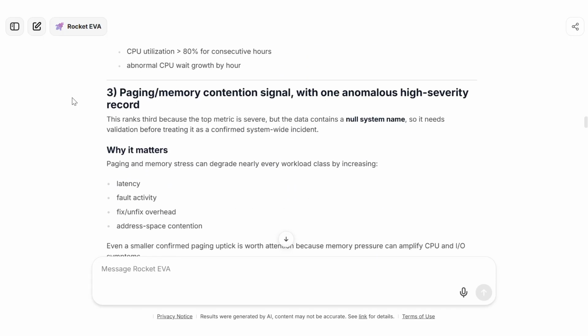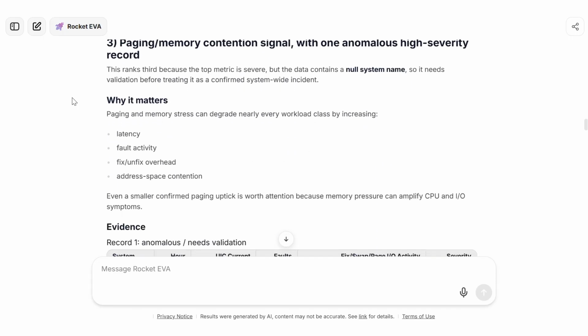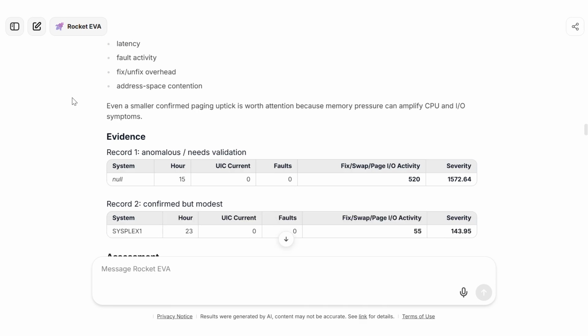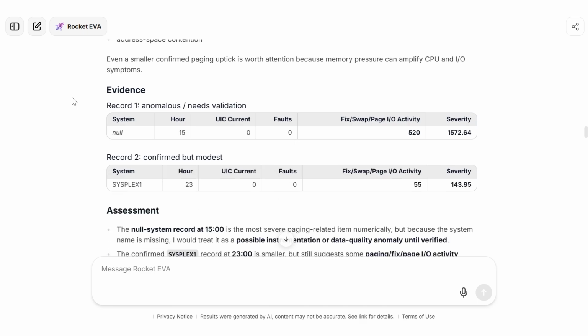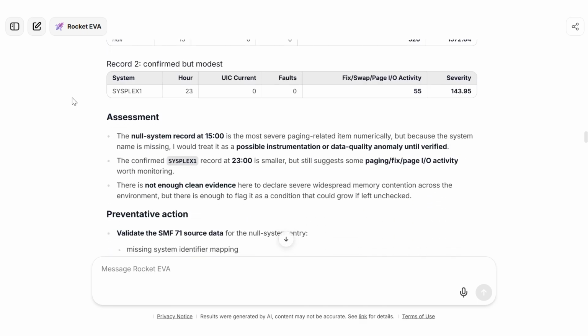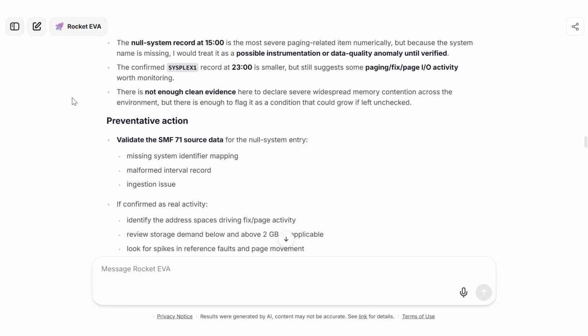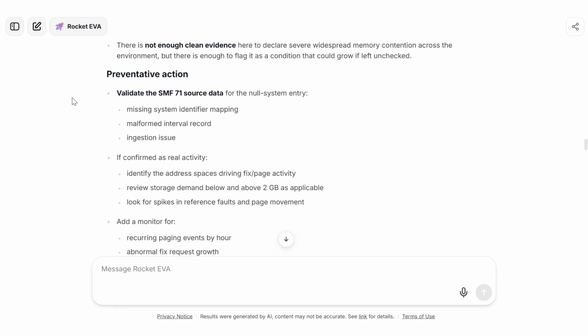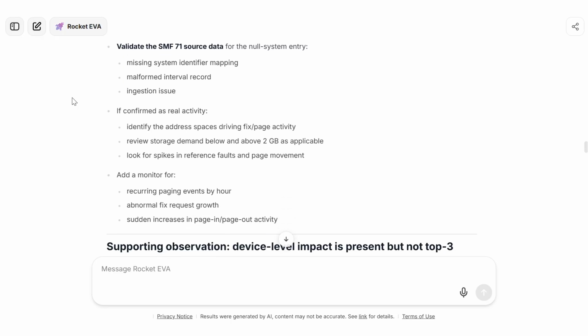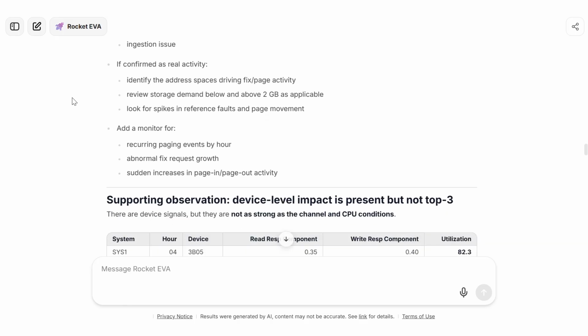The third condition involves paging and memory contention, including the presence of an anomalous high-severity record. EVA highlights the unusual nature of the event and correlates it with surrounding system behavior. No green screens, no static reports, no manual correlation of data. EVA immediately highlights the issues and helps teams determine whether additional investigation is warranted.